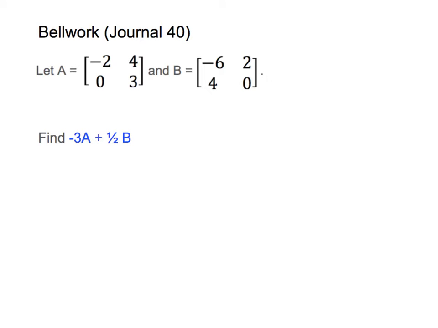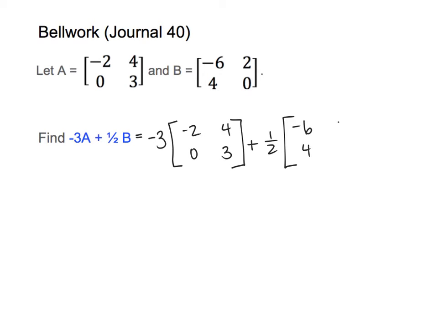So just to set this up to show you what we're trying to multiply, we have a -3 on the outside, and then we have the matrix A, which is -2, 4, 0, 3. And then it looks like I have a plus sign here, 1/2 times matrix B, which is -6, 4, 2, 0.